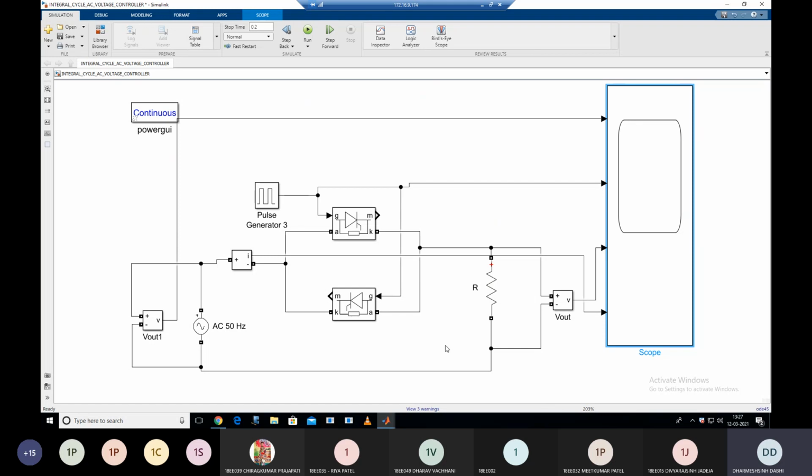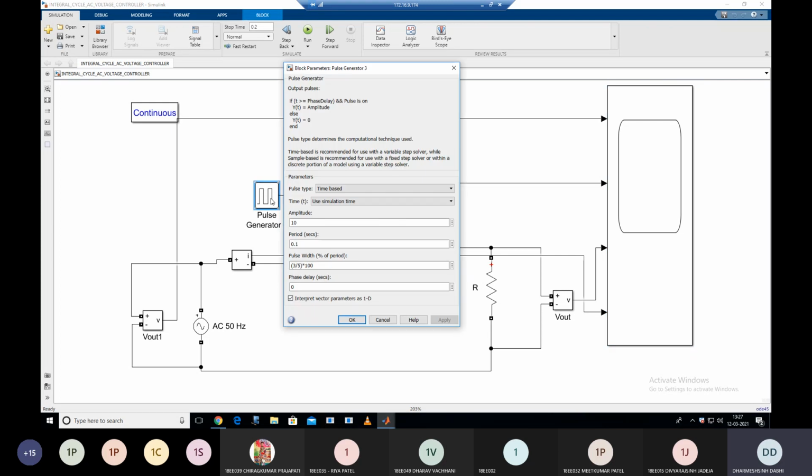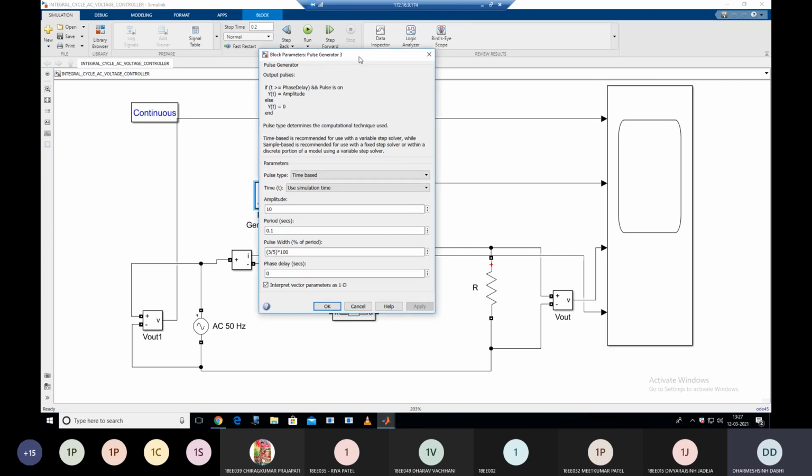Clear? Now you can see this simulation. I already simulated this integral cycle control technique. Now you can see that for the T1 thyristor and T2 thyristor, I provide the gate pulse through the same pulse generator 3 here. Now let's see what parameters I have put here. The amplitude, you can take any value, 1 or 10, as it is. Here the period I have taken is 0.1 second.